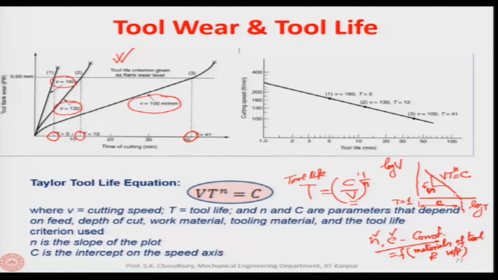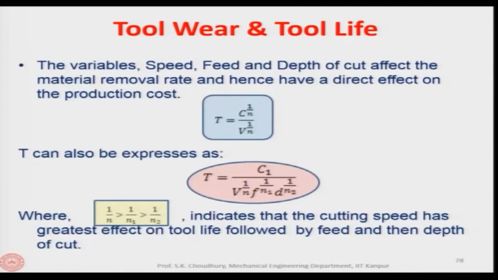Okay. So, since t is equal to 1 here, for t equal to 1 this will be the c, right. So, this intersection will have the value of c. Okay. Now, as I said, t is equal to c by v to the power 1 by n. Now, the tool life can also be expressed as dependent on not only the cutting velocity, but the feed and the depth of cut as well.